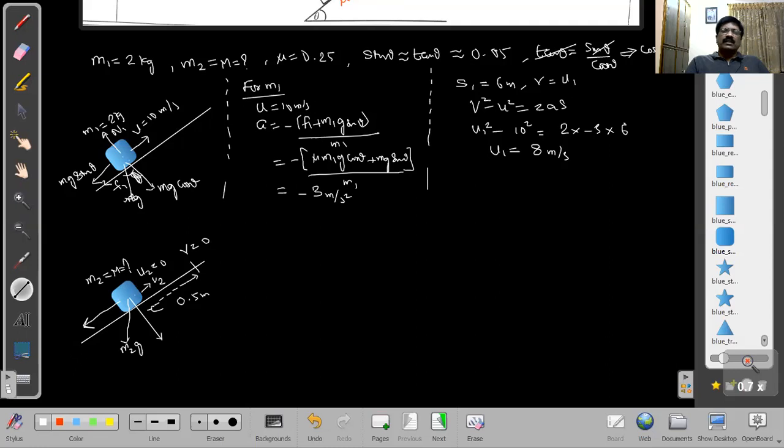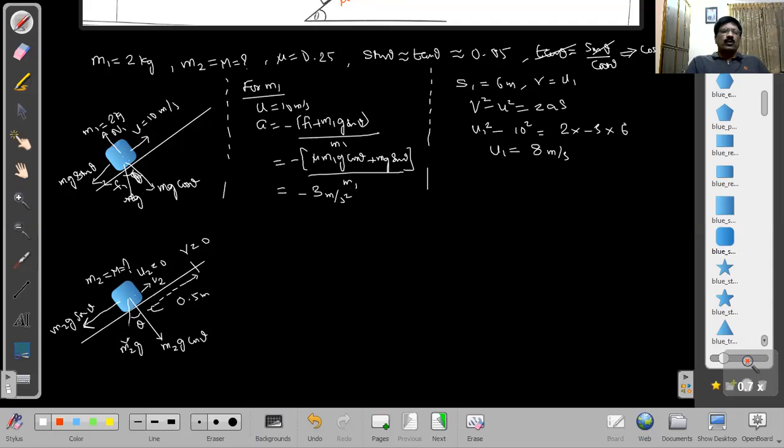If the angle of inclination is theta, then this angle is also equal to theta. Already we know, number of times we discussed this one. Then the weight component in this direction is m2g cos theta, and this weight component is m2g sin theta.